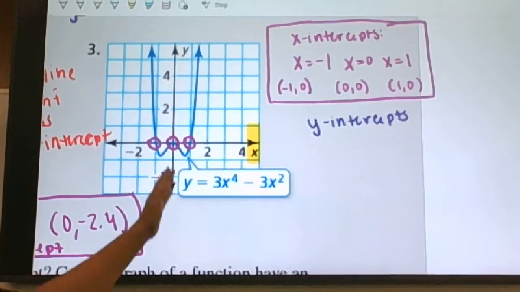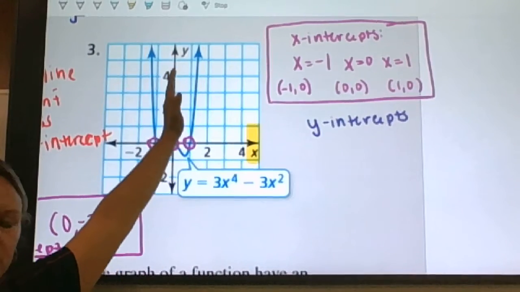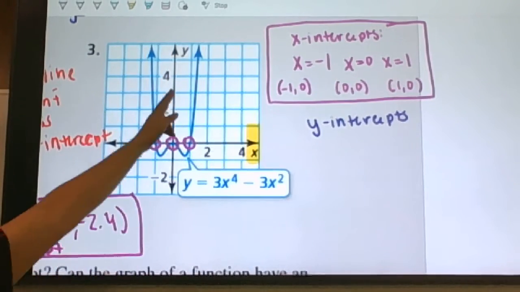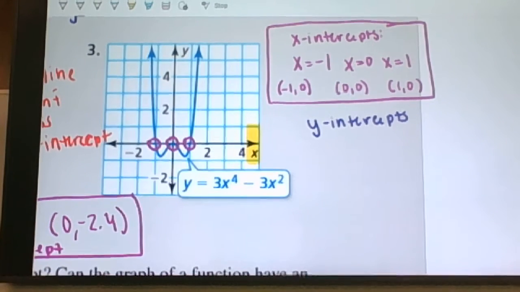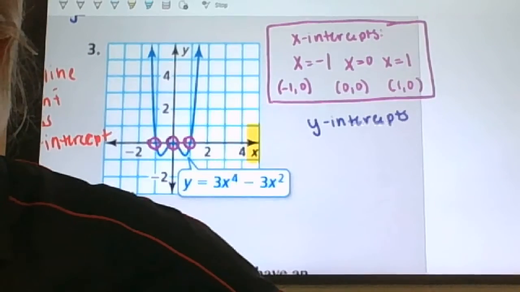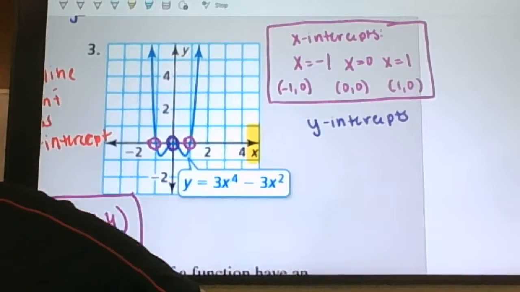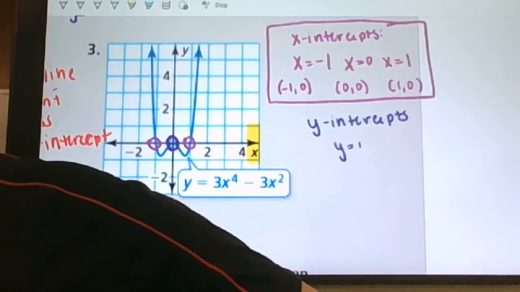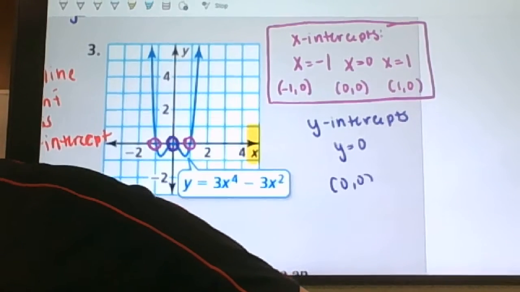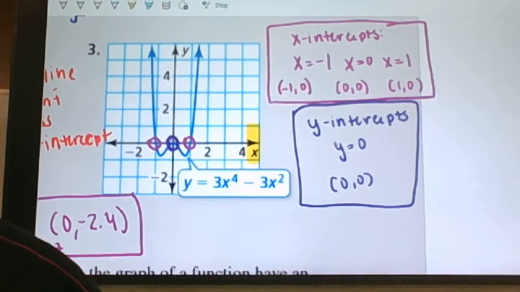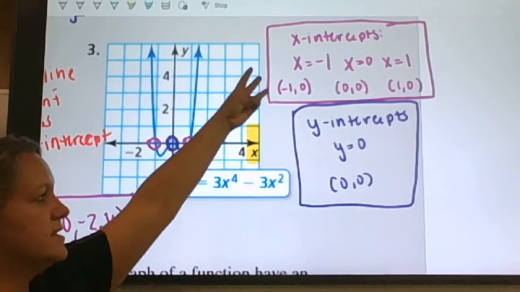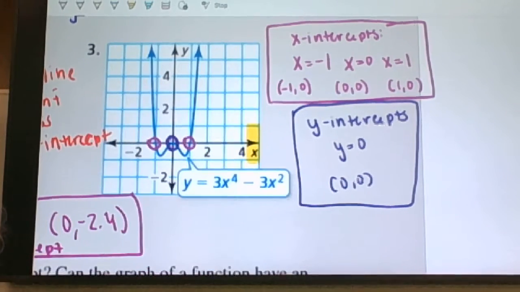Y-intercepts. Now, here's the y-axis. You got to focus your mind on the y-axis. The blue line goes through in one place. It's already circled because there happened to be an x-intercept there as well. So right there is an x-intercept and a y-intercept. And that's the origin, 0, 0. So yes, sometimes you can have 3 x's and only 1 y, or vice versa.